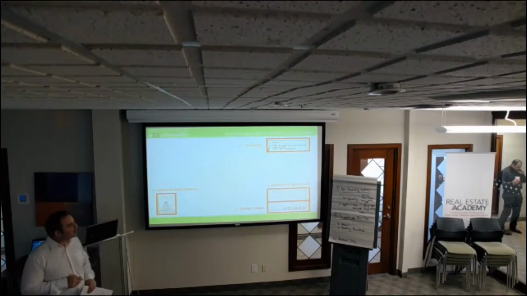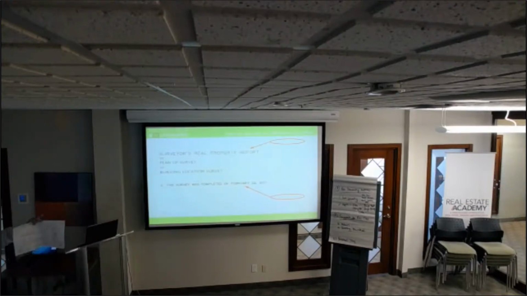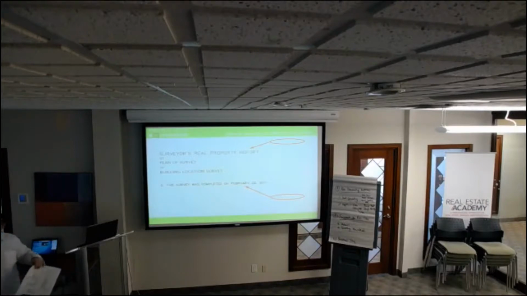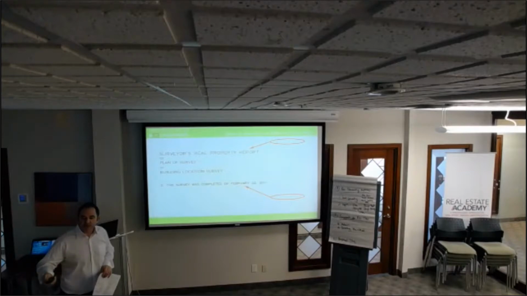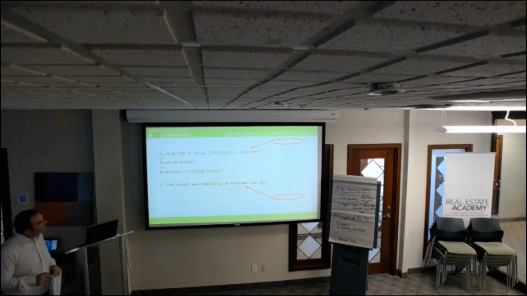And in a minute you'll see why that's so important. But in this case, with this plan that we're looking at right here, it's a surveyor's real property report. Sometimes that's called a plan of survey. Sometimes if it's older, it's called a building location survey. We'll get to this in just a second. But that's where you see the type of plan.